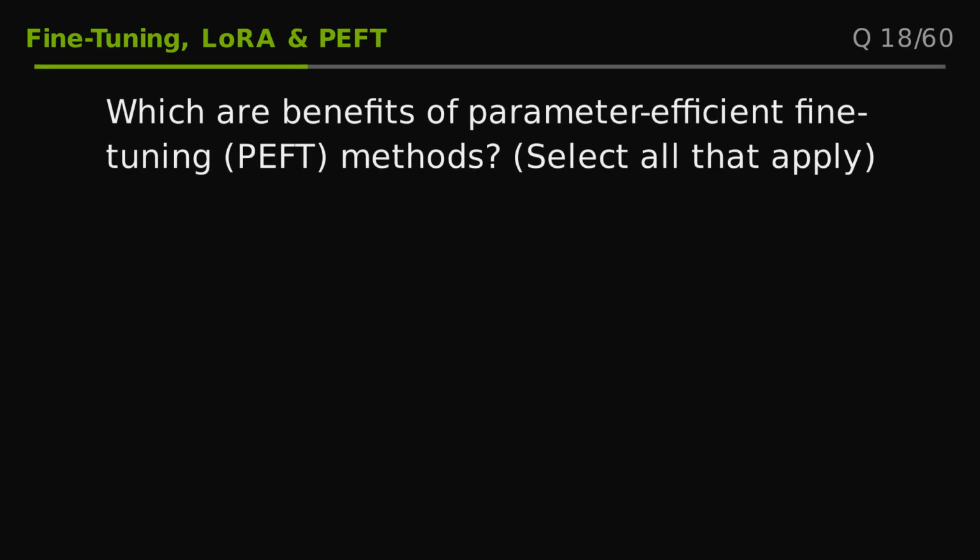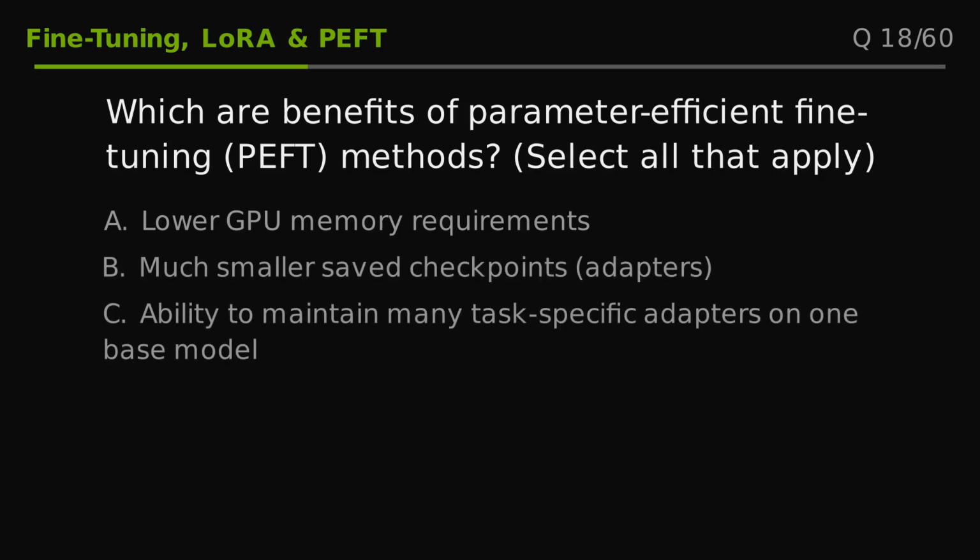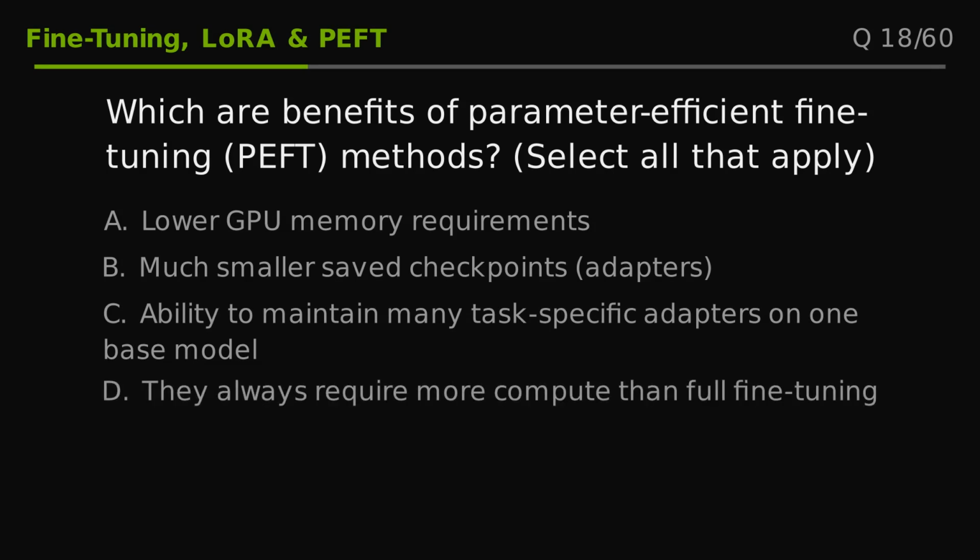Question 18. Which are benefits of parameter-efficient fine-tuning methods? Select all that apply. Option A. Lower GPU memory requirements. Option B. Much smaller saved checkpoints, just adapters. Option C. Ability to maintain many task-specific adapters on one base model. Option D. They always require more compute than full fine-tuning.